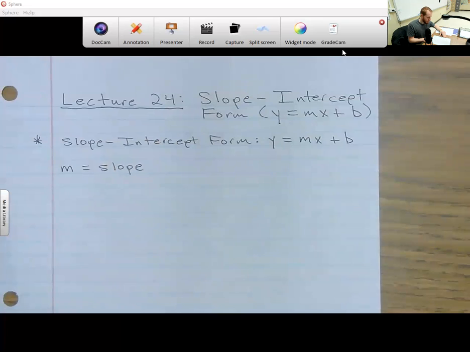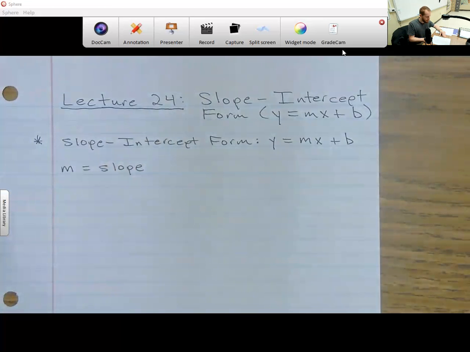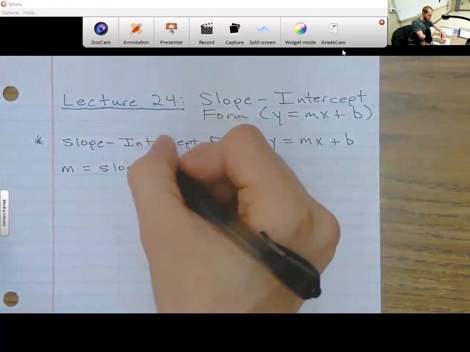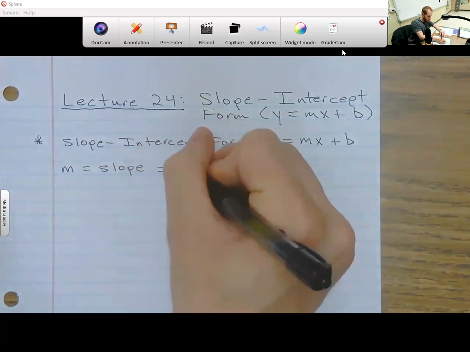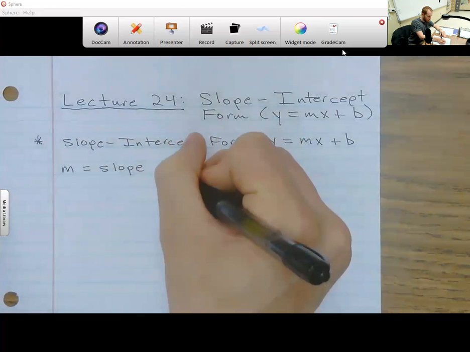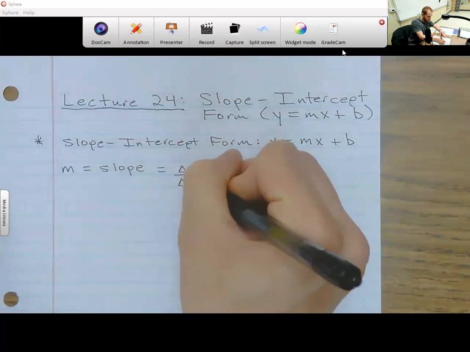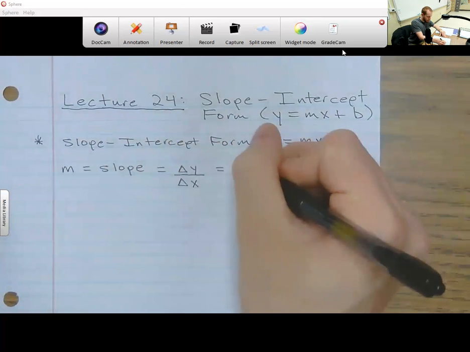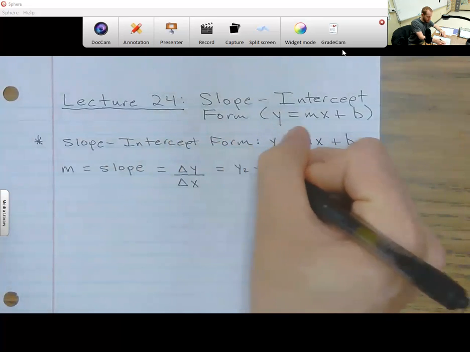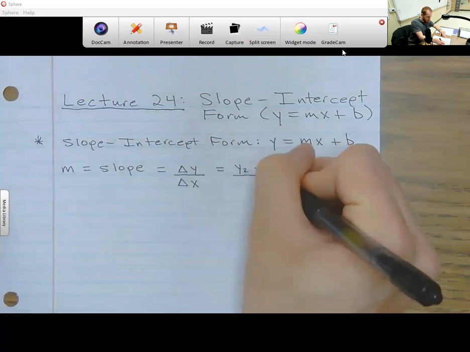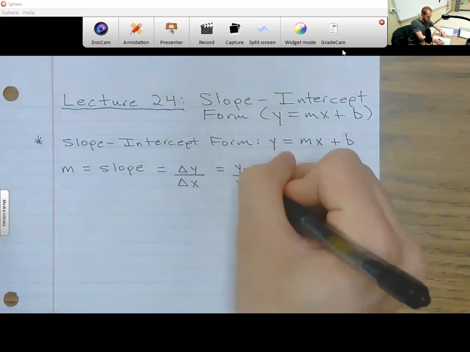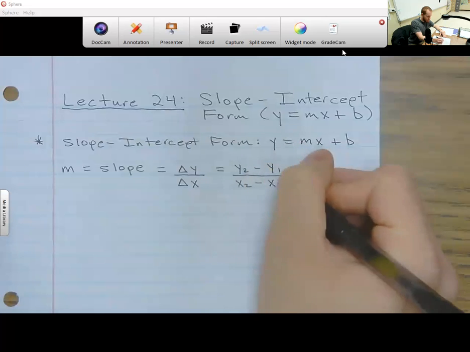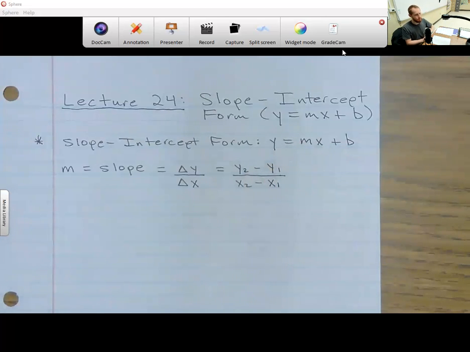And if you remember from past weeks, we've been talking about slope as change in y over change in x. Another way we can write that is y2 minus y1 over x2 minus x1. So m is going to be the slope. X is just a variable. It's just going to stay x. It's not going to change.